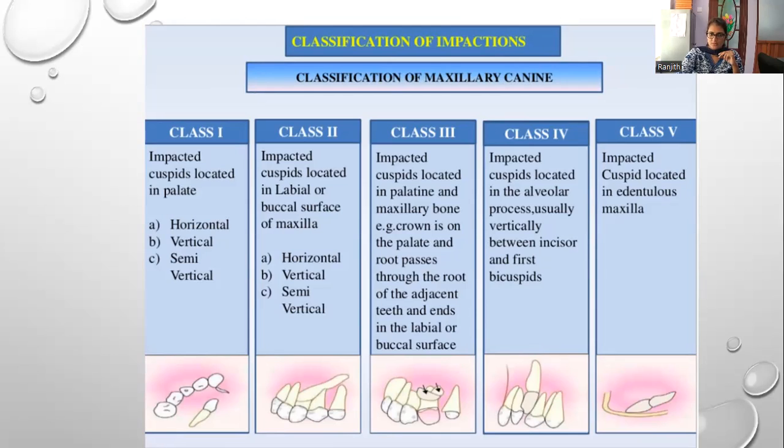Now you have class 3, where the impacted cuspid is located in the palatine and the maxillary bone. That means the crown is partially in the palate and the root passes through the labial surface. So you have one part of the tooth in the palatine bone and one part of the tooth in the maxillary bone. Then you have class 4, where the impacted cuspid is usually located vertically in the alveolar process between the incisors and the first bicuspid. And you have class 5, where the impacted cuspid is located in the edentulous maxilla.